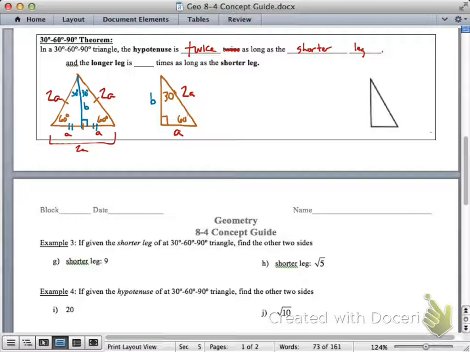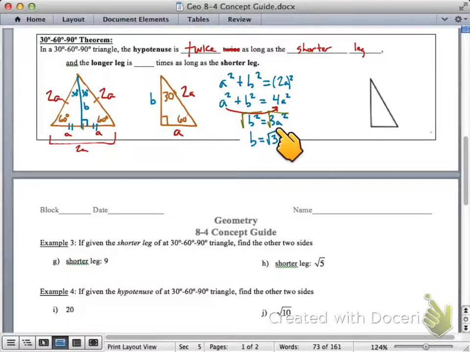Now to find how the larger leg and the shorter leg are related, I'm going to use the Pythagorean theorem. This is going to get ugly at first. A squared plus B squared equals (2A) squared. Let's square the 2A. (2A) squared is 4A squared. I'm going to get the A's together, minus A squared on both sides. 4A squared minus A squared is 3A squared. Square root of both sides. Square root of B squared is B, the square root of 3 is square root of 3, the square root of A squared is A. I'm left now with B, the long leg, is equal to A times the square root of 3.